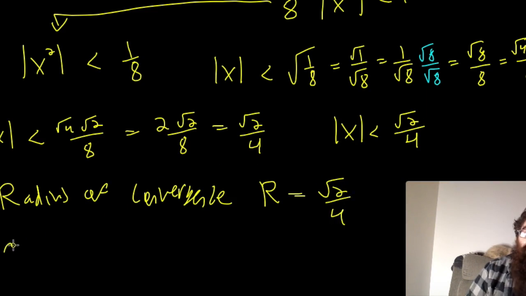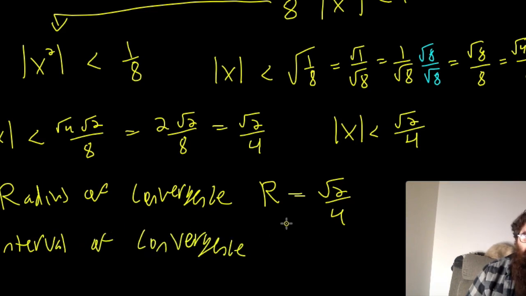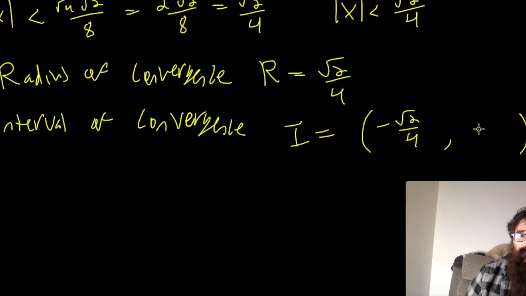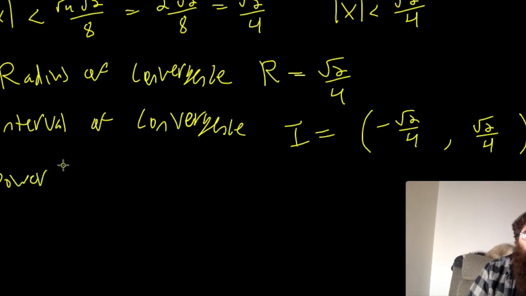And it gives me my interval of convergence as well. Remember, I'm not using the ratio test, so I don't have to check endpoints. I know the endpoints are going to fail miserably, that I'll diverge at the endpoints. So just a rounded parentheses. My interval is from negative radical 2 over 4 to positive radical 2 over 4. And now one last thing for me to do is to write the power series.